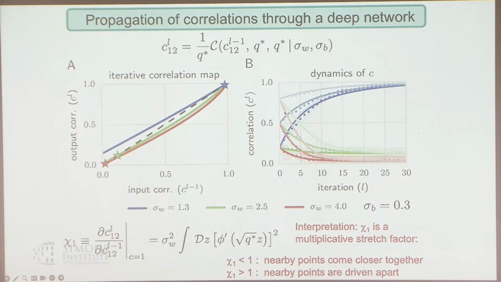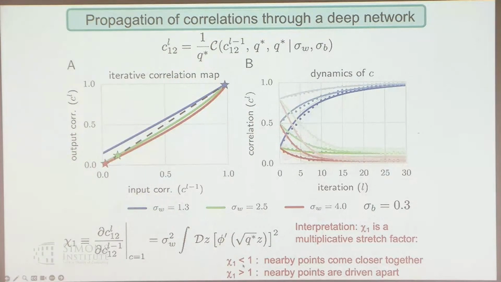In the chaotic phase, things get driven down to some non-unity value. The cosine angle gets driven down to some non-unity value, and it happens relatively fast, within about 10 layers or so, right? We can characterize this phase transition by the slope of this line at 1, 1. This is the linearization of the iterative map here. And basically, you could think of this as a stretch factor, a local stretch factor.